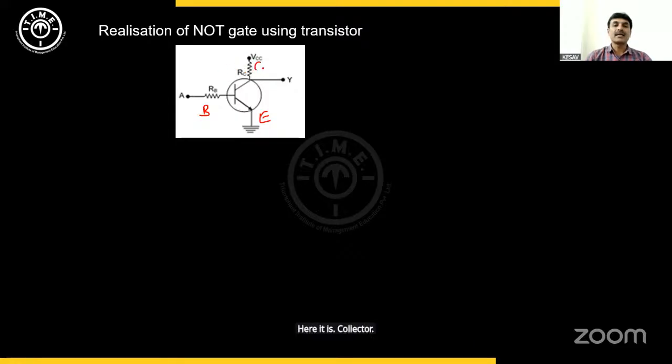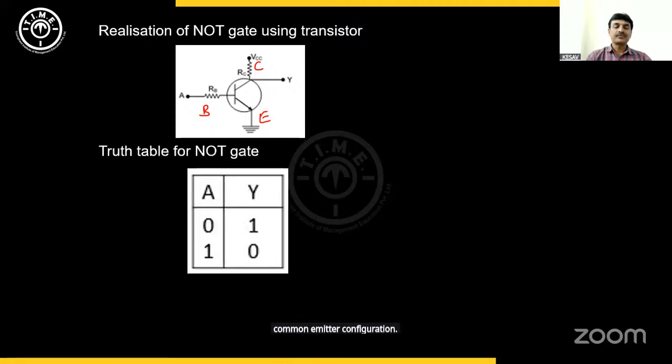Emitter, base, and collector. Common emitter configuration. Coming to the truth table, there is a single input. For a single input, there are only two possibilities, either 0 or 1. When input is 0, output becomes 1. When input is 1, output becomes 0.